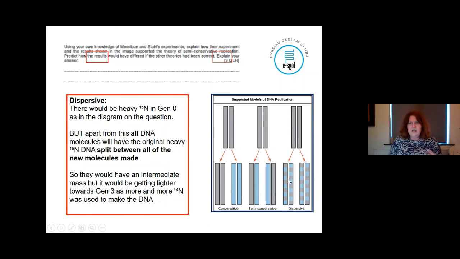So all of the DNA will look like this. There won't be a heavy, there won't be an intermediate, there won't be different strands, it'll all be this mixture. So there'll be an intermediate mass, I'm saying, but it will be getting lighter and lighter as that heavy nitrogen we started with, which is forming these fragments, gets less and less in proportion.